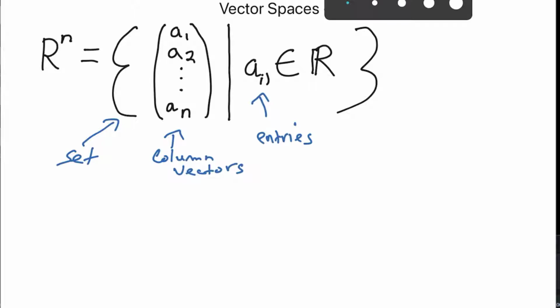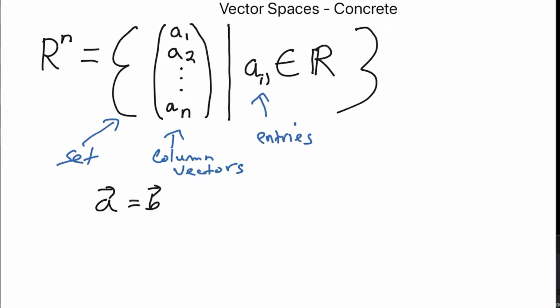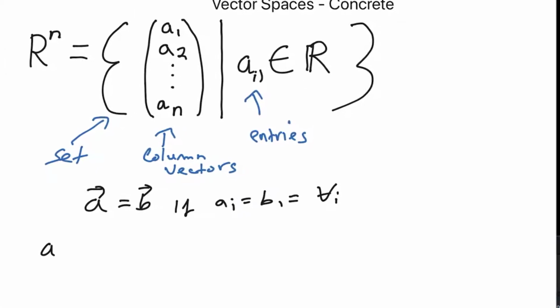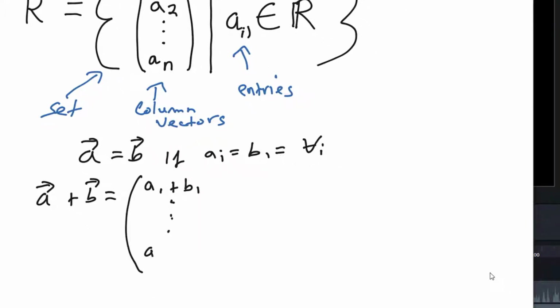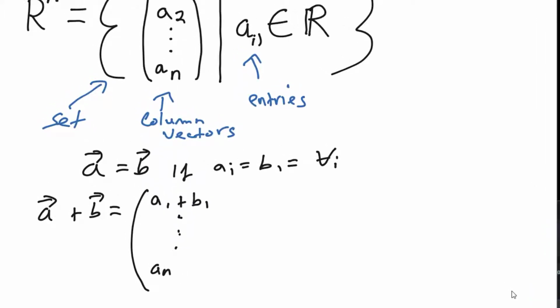Now, before looking at concrete examples of why Rn is a vector space, remember, we've talked a little bit about how we add vectors. And we know one thing is that to add two vectors, they have to be equal, right? So we can represent that like this. And all this means is that two vectors are equal if the entries are the same. Okay, so if we want to add vector A and vector B, this is how we would do it. So we would do A1 plus B1, A2 plus B2, and all the way down to AN plus BN.